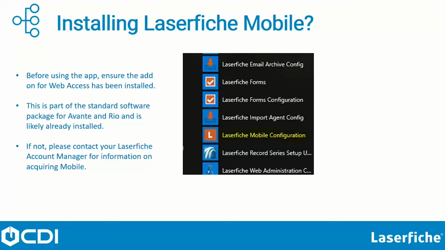So before using the app, you also want to ensure that the add-on for the web access has been installed on your web server. If you're not sure of this, I would talk to your IT group. Normally this is part of the standard application stack that's installed when you get Laserfiche. It'll look something like this in the start menu, Laserfiche mobile configuration. That will need to be installed. We'll also need to know the location of where that was installed in order to get this configured and set up.